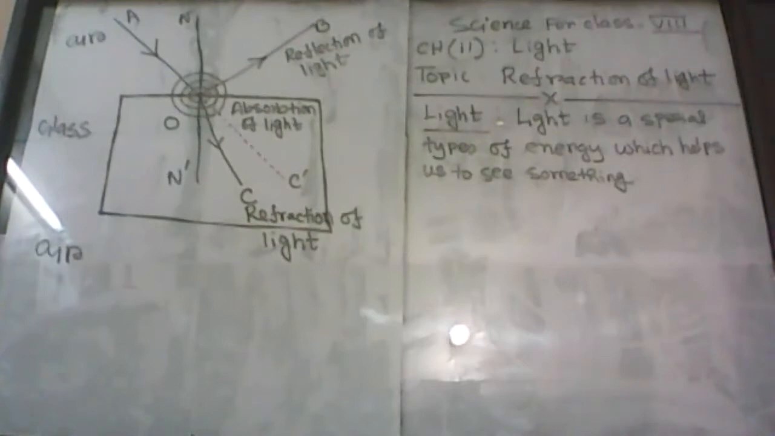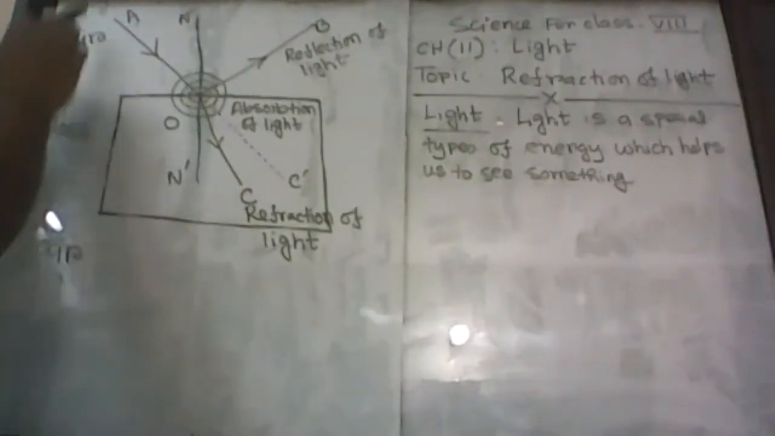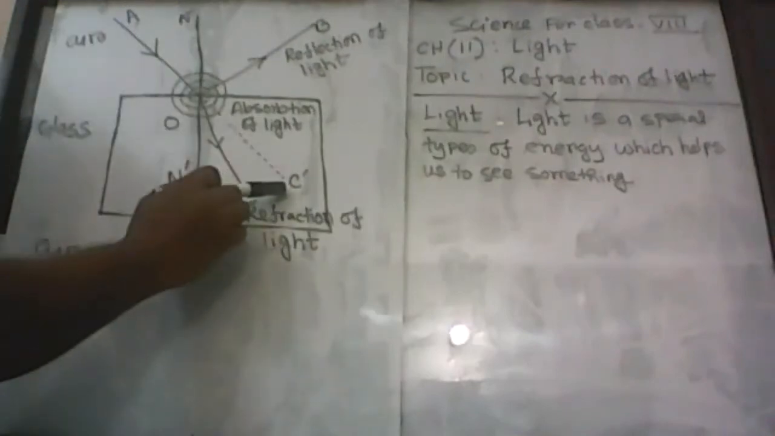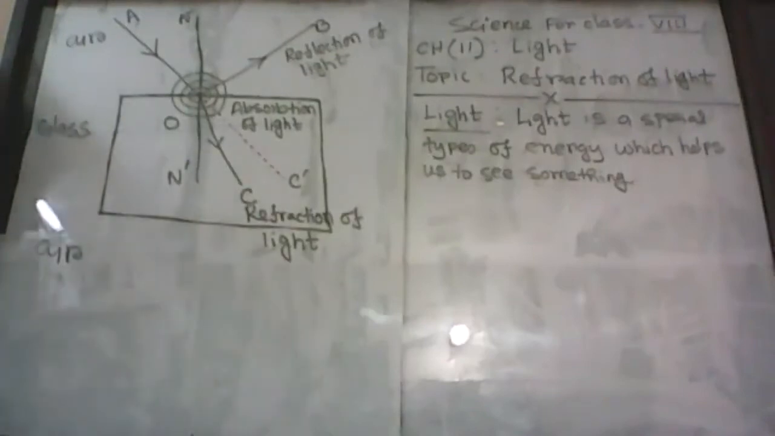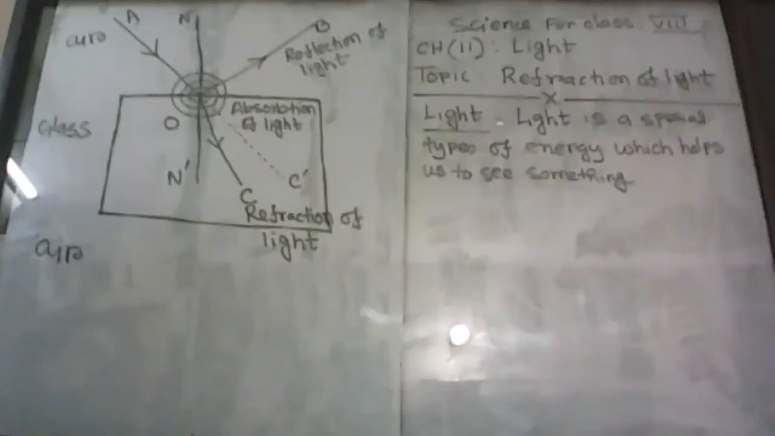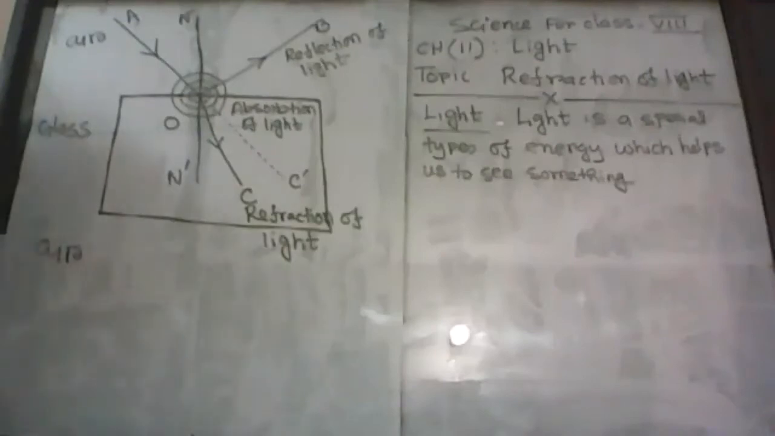So what is OC prime? OC prime is the ordinary or original path of light. You see here, without this glass medium, the ray of light may pass through the path A, O, C prime. But because of this glass medium, the ray of light bends, and after bending it comes closer to the normal line. Here OC, it bends, and this bending property of light is known as refraction of light. So OC will be the path of light if there is no glass medium.